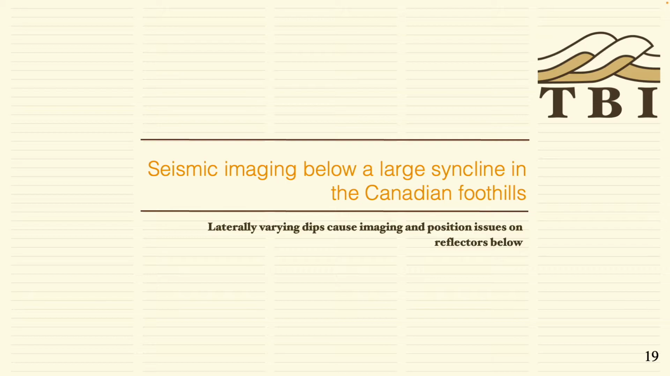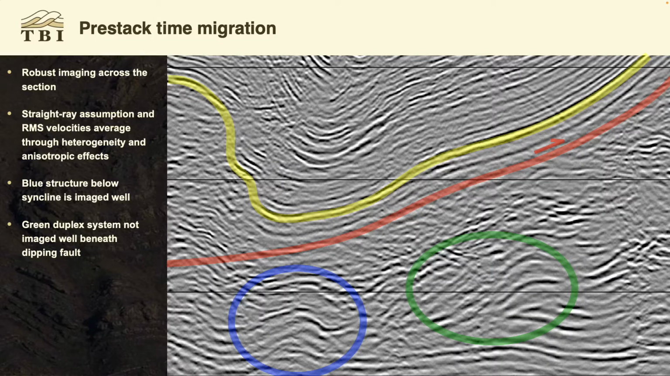So the example I've got here is seismic imaging below a large syncline in the Canadian foothills. We've got these laterally varying dips that cause imaging and positioning issues on the reflectors below. Okay, it's a bit of a busy diagram, so let's take it one bit at a time. We've got a pretty good pre-stack time migrated section here. The yellow is the syncline in the hanging wall of the thrust, and below we've got these two structures.